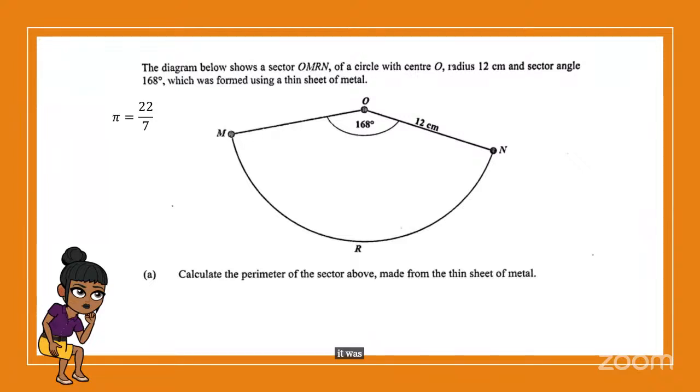It was so practical. So let's just look at it. The diagram below shows a sector OMRN of a circle with center O, radius 12 centimeters, and sector angle 168 degrees, which was formed using a thin sheet of metal.